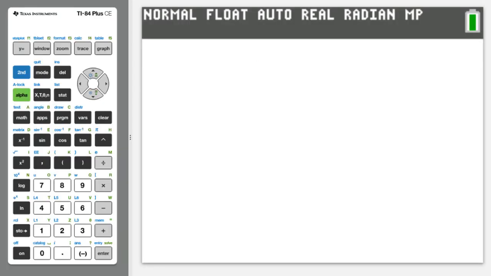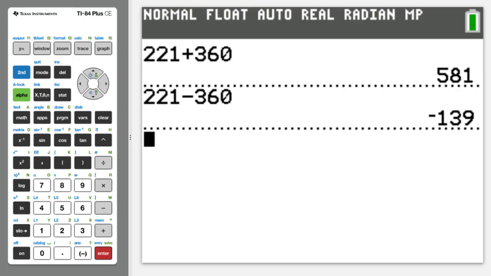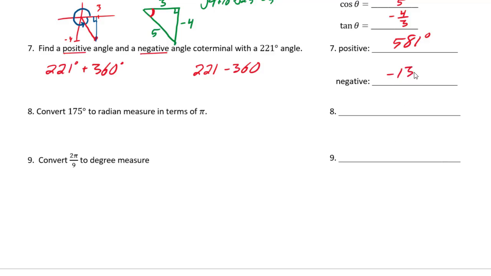And at this point, we could technically let our calculator confirm these two things, so I'm going to go ahead and just kind of show those two things. Adding 360 does confirm the 581, and then the 221 minus 360 would get me negative 139. And hopefully not overly complex, but technically we could add a couple of 360s, so I could have added two 360s to get a positive angle, so I could have had something larger than 581, or I could have had something less than negative 139 if I subtracted more 360s.